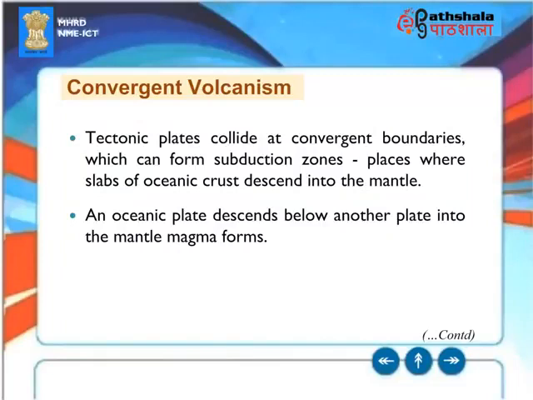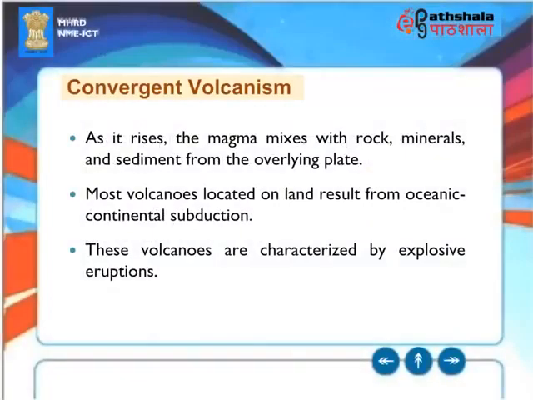Convergent volcanism. Tectonic plates collide at convergent boundaries, which can form subduction zones, places where slabs of oceanic crust descend into the mantle. As an oceanic plate descends below another plate into the mantle, magma forms. As it rises, the magma mixes with rock, minerals, and sediment from the overlying plate. Most volcanoes located on land result from oceanic-continental subduction. These volcanoes are characterized by explosive eruptions.